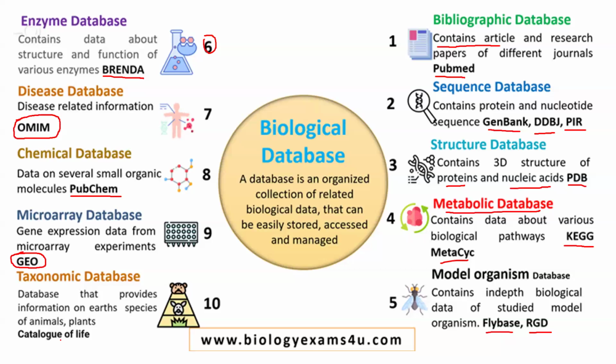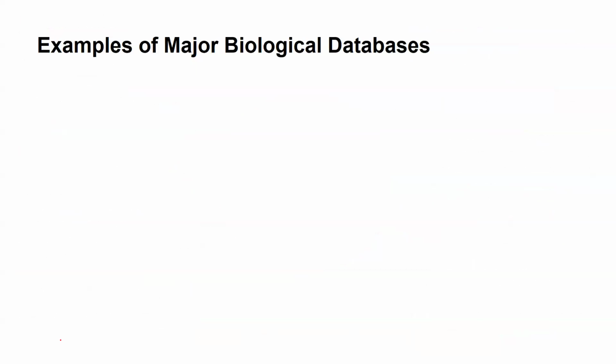So these are the examples of 10 biological database. So you see, we talked about the types of biological database, and now we gave various examples of biological database with the kind of information that you can get in any of the database. So then the next thing is examples of major biological database.